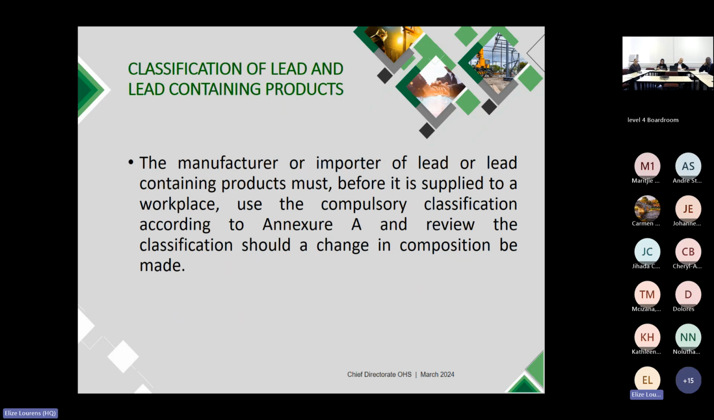Then in line with the regulations for hazardous chemical agents, there's now also a requirement for lead and lead compounds to be classified according to the GHS. The difference here is that we have a compulsory classification provided for already in Annex A in the regulation. So the expectation would not be for a manufacturer or importer to go do their own classification of lead. They will just adopt the compulsory classification that is in Annex A and develop the safety data sheets as well as the labeling around that classification already provided.